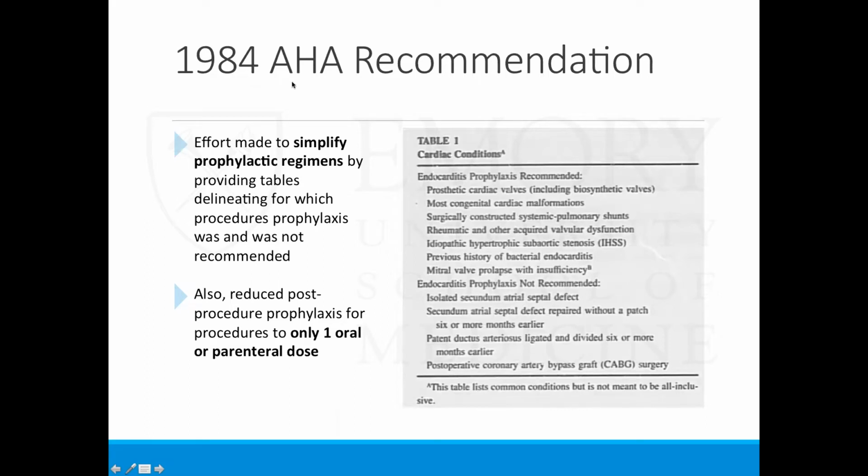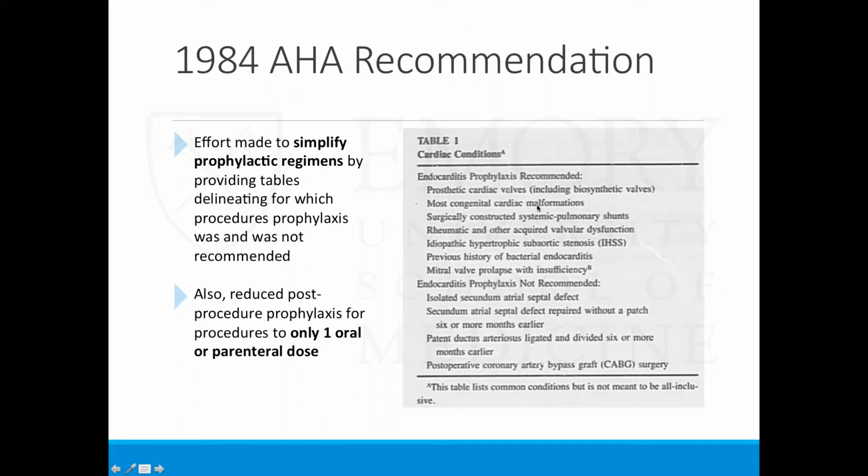Again, moving forward in 1984, efforts were started to simplify these regimens a little bit. You can see this table that I included here from this recommendation, breaking it down into when it is recommended and when it's not recommended. At this time, they also simplified the pre-procedure prophylaxis to just one dose of antibiotics. They didn't have to take it 2 days before, the day of, and then 2 days after anymore.